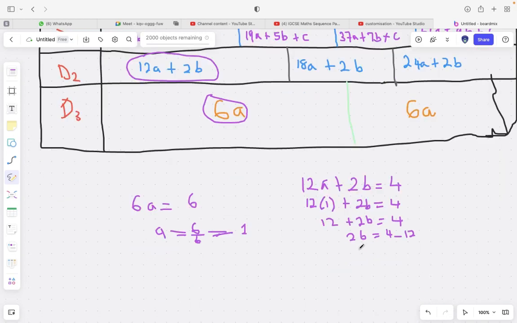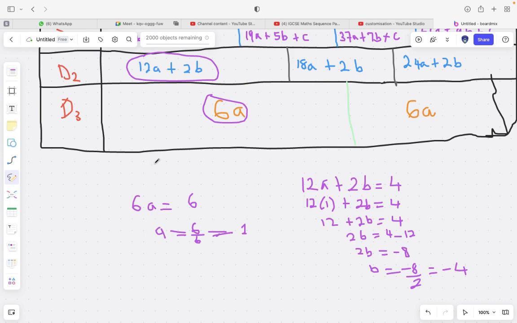Then 2B will be equal to negative 8. Right? 4 minus 12 is negative 8. Now for B, you divide both sides by 2. B will be equal to negative 8 divided by 2, negative 8 over 2. So B will be equal to what? Negative 4. So take note of that. We found A, and we found B.